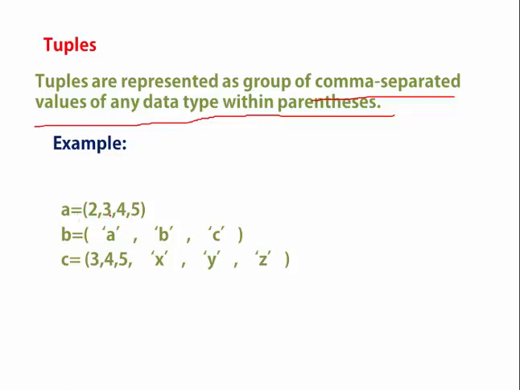So 2, 3, 4, but here it is in parentheses, which we call small brackets. B is equal to A, B, C, these are mixed data types. So these we call tuples. So first was your string, second was your list, third is your tuple, under the sequences.